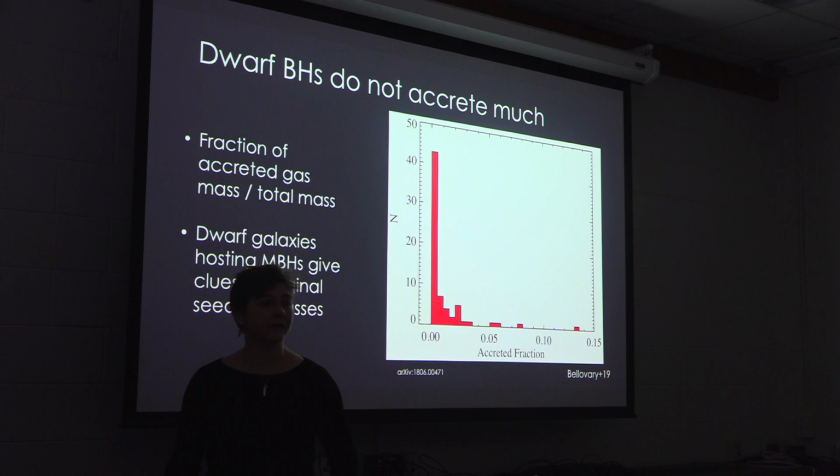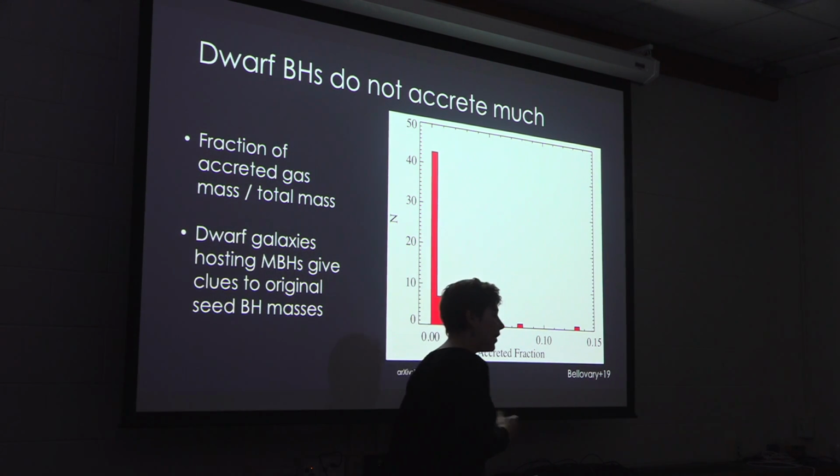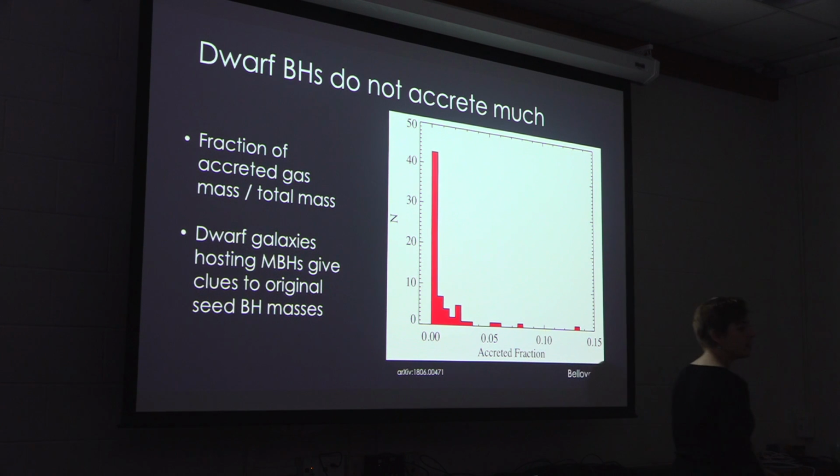Partly because so many of them are off-center, so there isn't very much to accrete. Partly because even if they are central, there's just not a lot of high surface density of gas available for some reason or another. So even the highest fraction here is like 13% of the mass of the black hole has been accreted by gas. Okay. Which is interesting and useful because that means that dwarf galaxies hosting massive black holes can give us clues to the original black hole seed mass if we assume that they don't accrete.